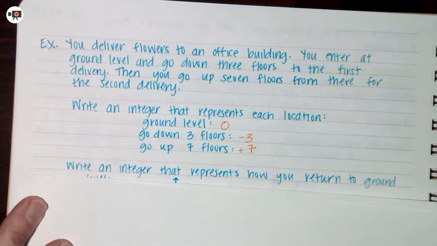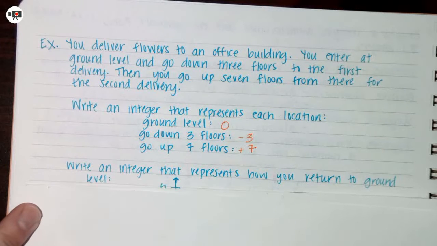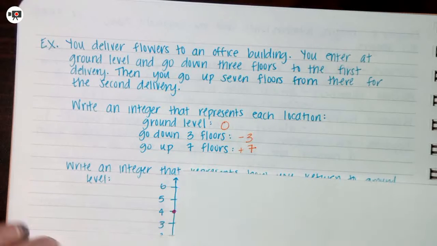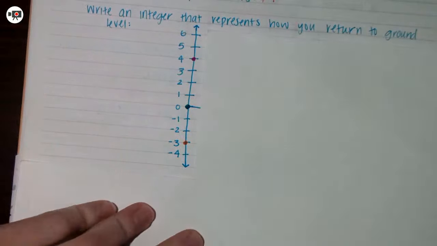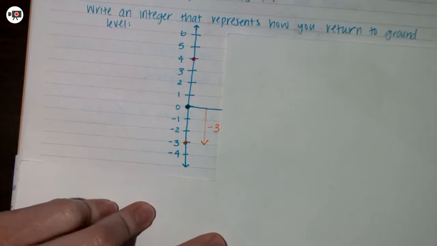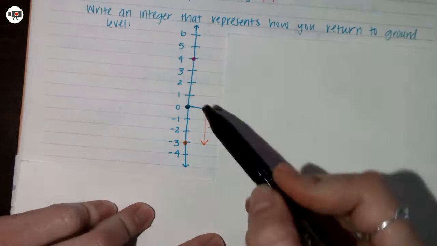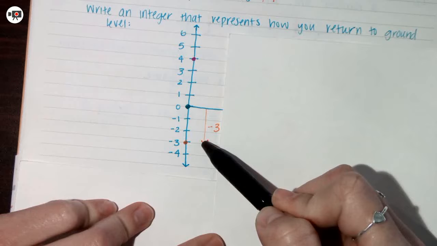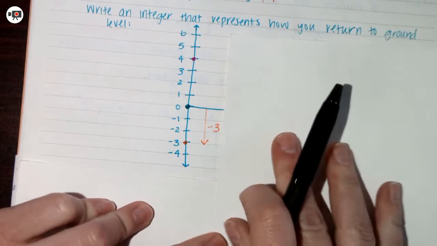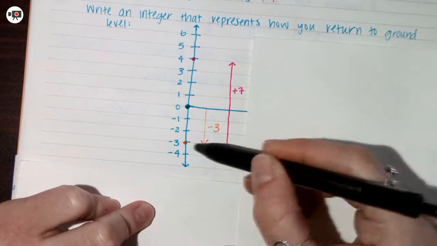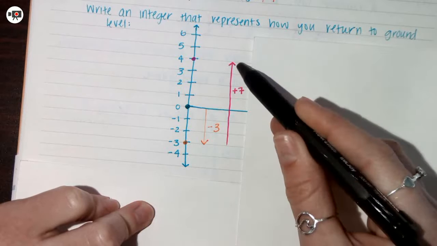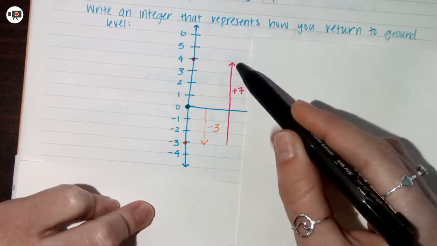So, now write an integer that represents how you return to ground level. So I'm going to start with a number line, and I'm going to make it vertical because we're talking about going up and down. So first, we went down 3 levels. So we started at ground level, go down 3. Then it says from there, you went up 7. So from where I ended at negative 3, I go up 7. That's all it tells us.